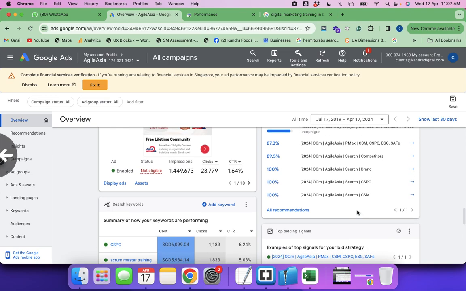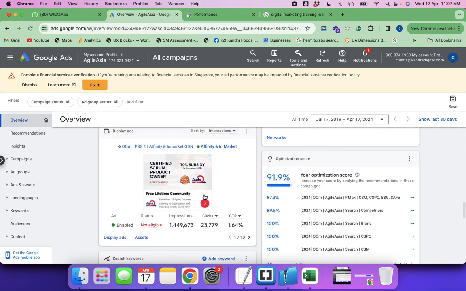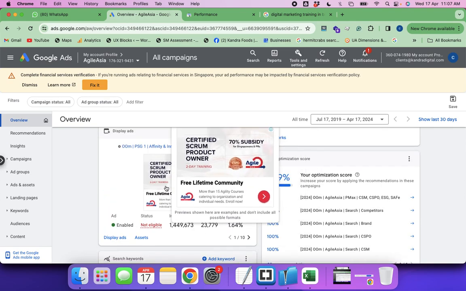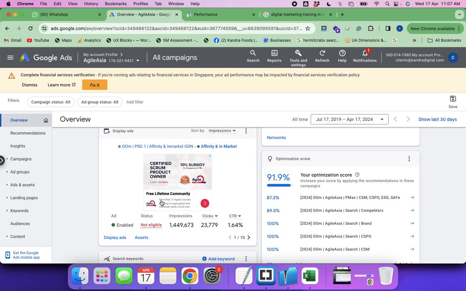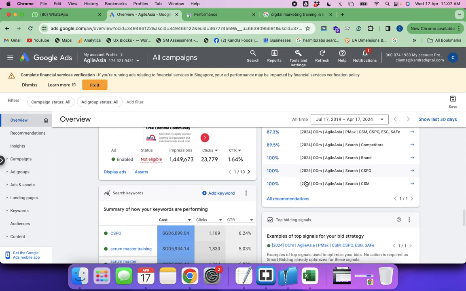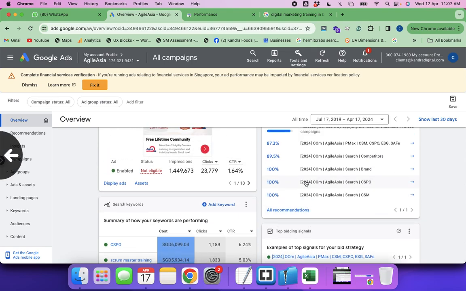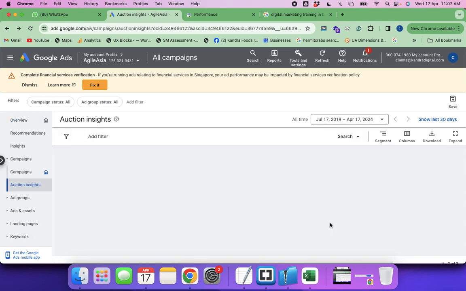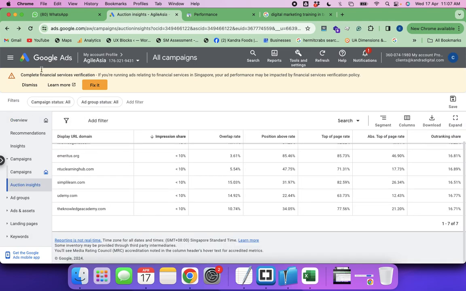So the display images you must have uploaded, right? And which image is doing good, it's showing that as well. Your optimization score is 91.9 percentage. Optimization score, that is the section recommendations. We will see that as well here. I'm just walking you through that. That's all. Let's go here.